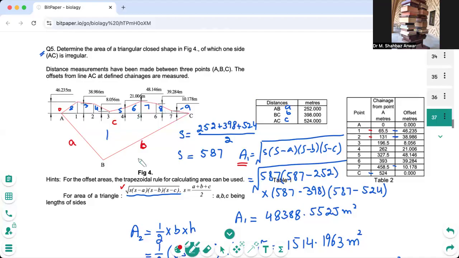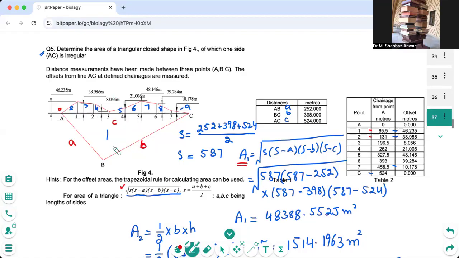So after calculating these areas, add all these calculated areas. That will be your total area of this irregular structure. I hope you understand how you can solve this question. It is a very easy question.